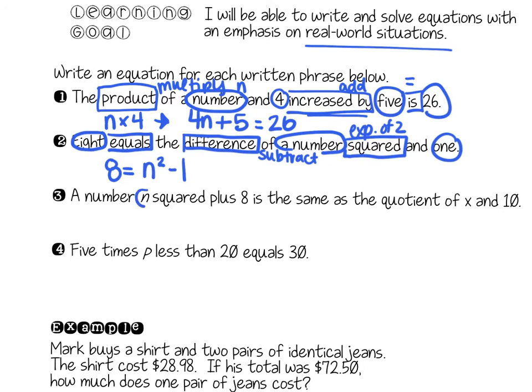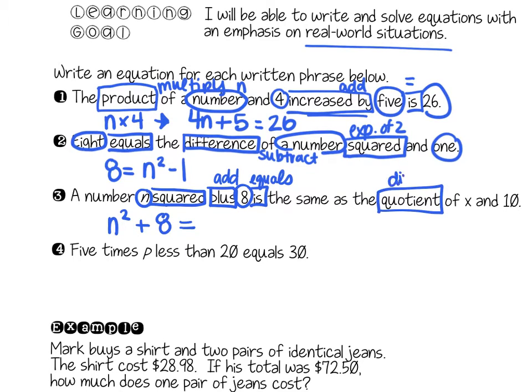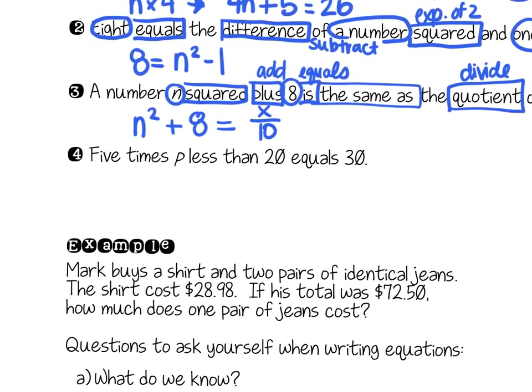Okay, 3. A number n, and here they specified that you should use n. Before they didn't really say, so we could have used x or another variable. So a number squared, so I write that n squared plus, okay, that tells us to add 8 is, so again, is means equals the same as the quotient. Quotient tells us to divide, as the answer to a division problem, of x and 10. So a number squared plus 8, we got that here, is the same as, you can also think as the same as equals as well, the quotient of x and 10. So I'm going to do x divided by 10. And again, not solving, just setting up.